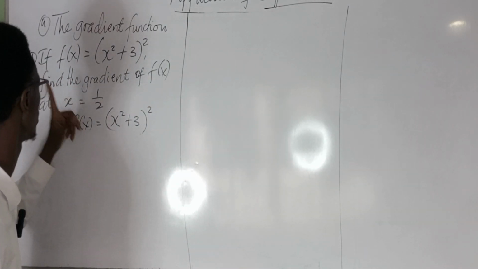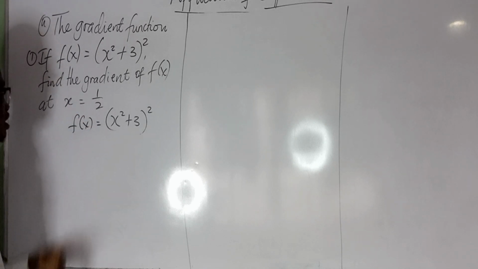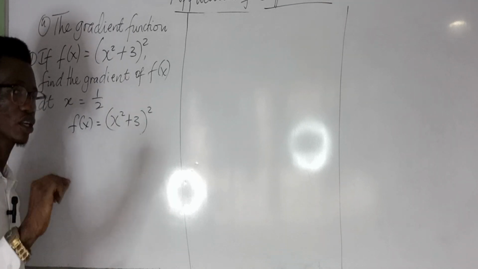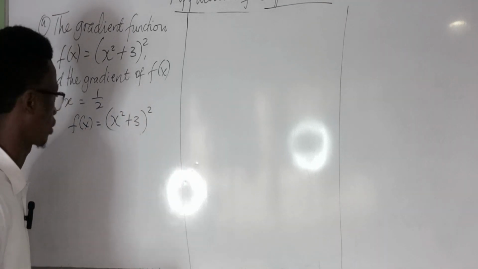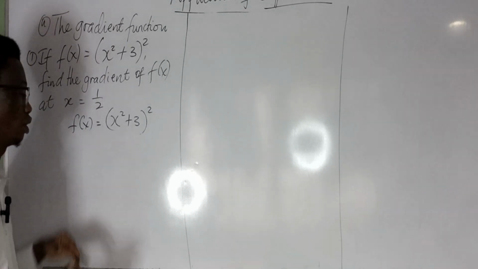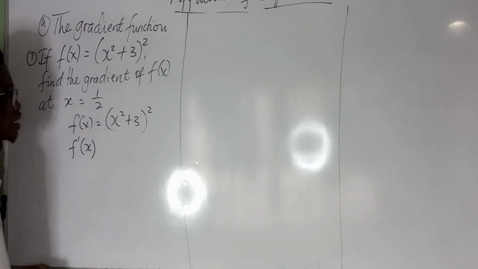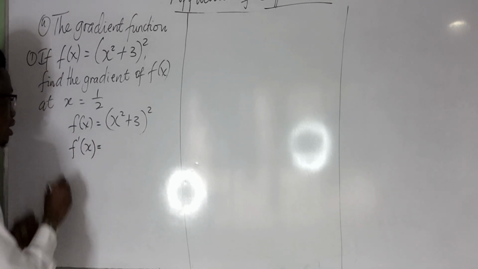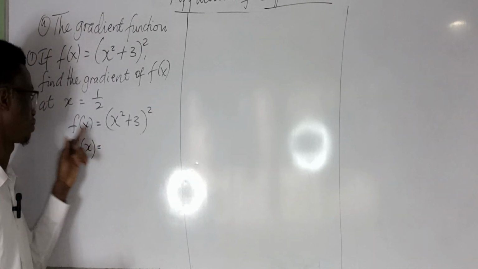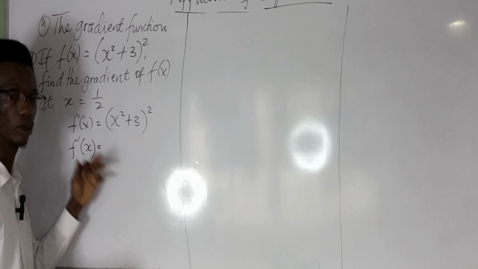So we have this question, which is: if f of x equals this, find the gradient of f of x at x equals half. So at a particular point, you are asked to determine the gradient, okay? For us to do that, we always have to find the first differential, which is f prime of x, since we are using x here. This is the same as dy dx, because if you represent f of x as y, then this becomes dy dx.